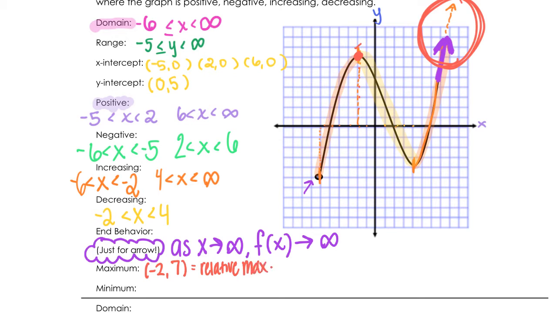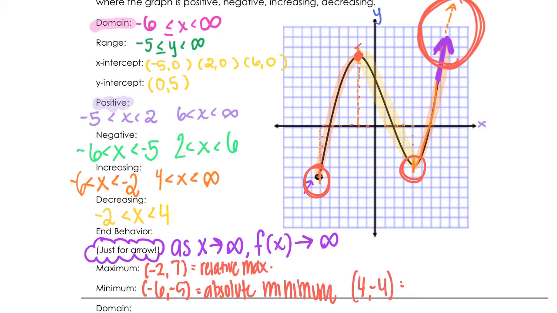Let's look at the minimums. We have a minimum here and a minimum here. At (-6, -5), that is the lowest part of the graph, so you should call it an absolute minimum. And then at the point (4, -4), because it's not the lowest point on the graph, but it is the lowest point around, we would call that a relative minimum.